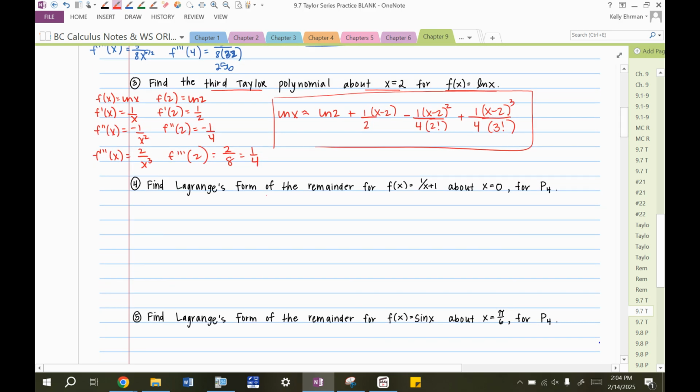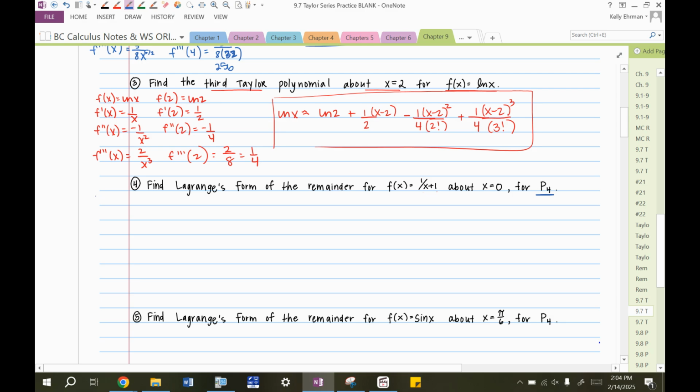Find Lagrange's form of the remainder for 1 over x plus 1 about x equals 0 for P4. So let's just say we don't have this memorized. We probably don't. This is kind of later in the chapter. We'll memorize that, or maybe chapter 10, I can't remember. But let's just go ahead and build this one. So for P4.